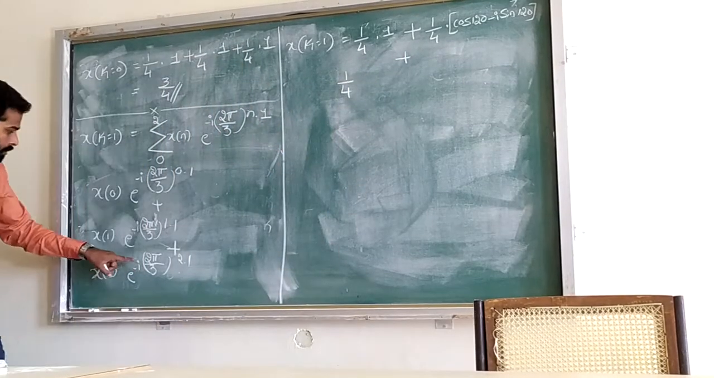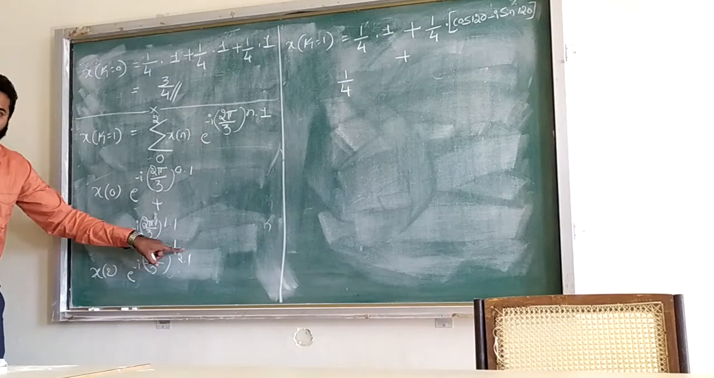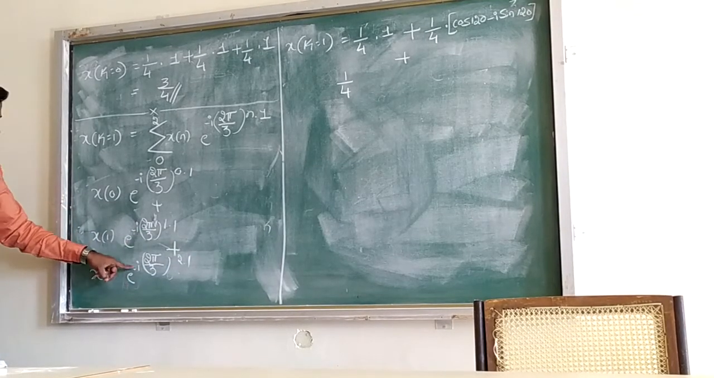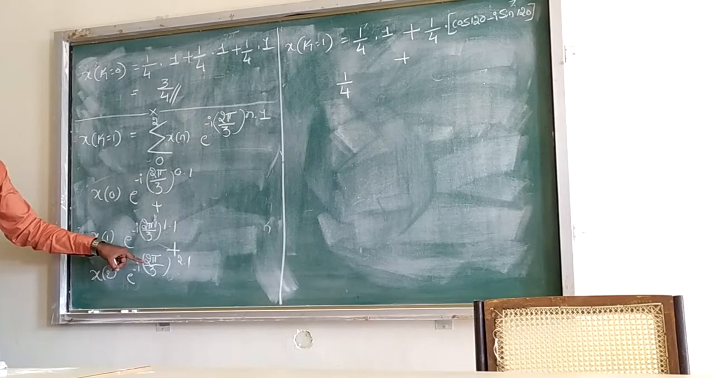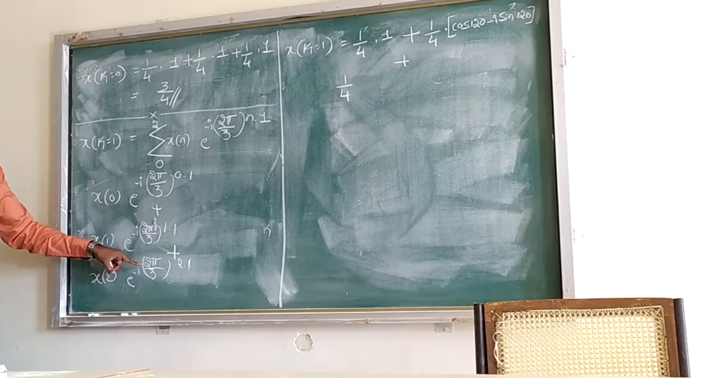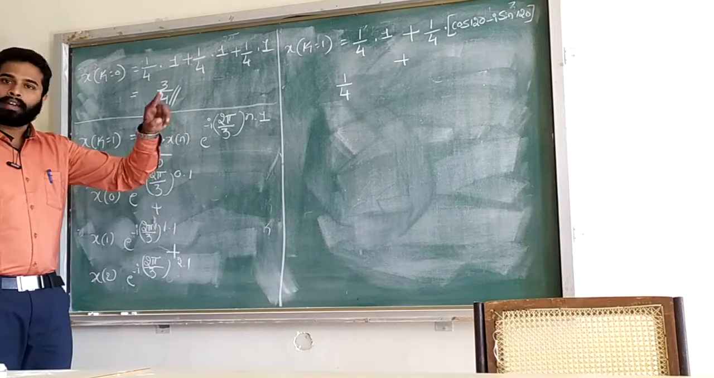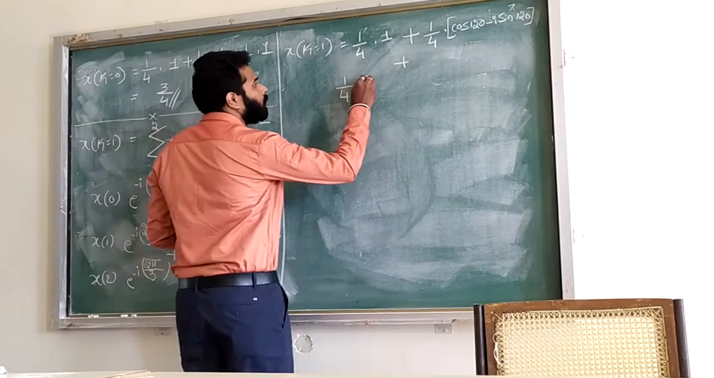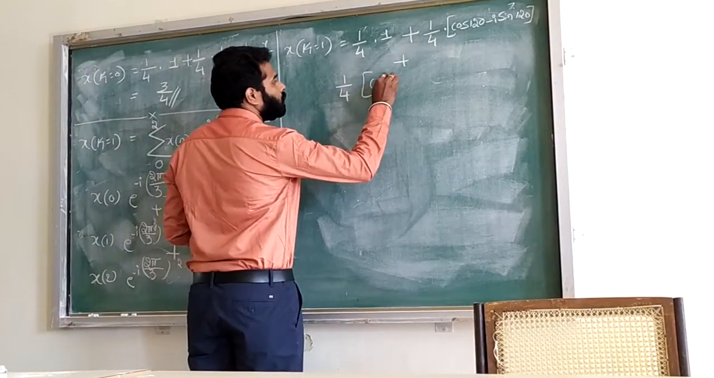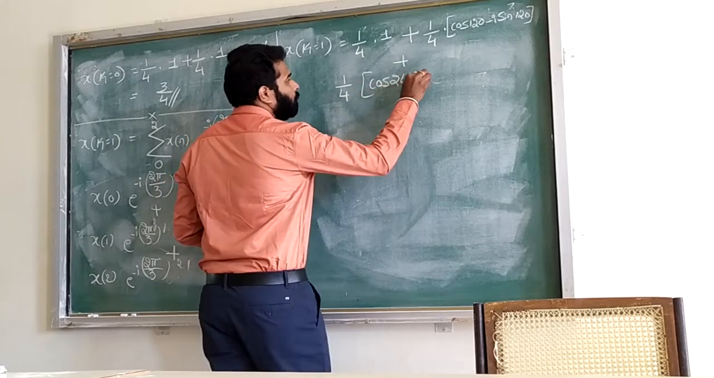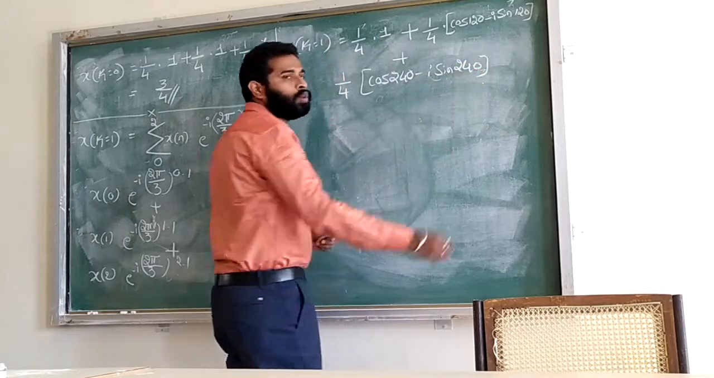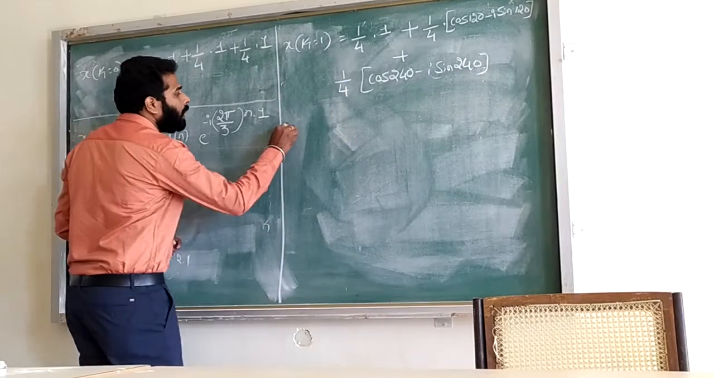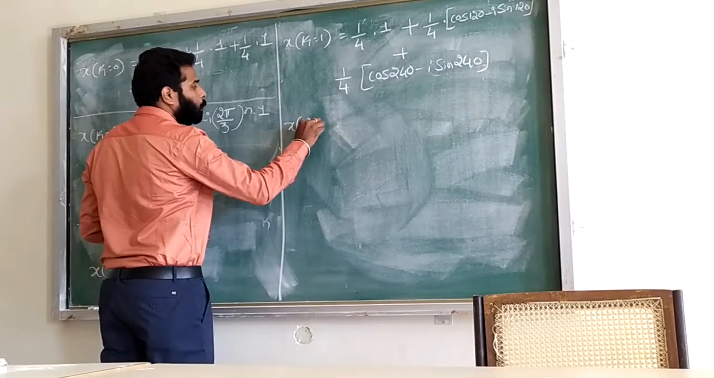Now it is 2 pi by 3 into 2 into 1, that is 4 pi by 3. So e raised to minus I 4 pi by 3 is cos 4 pi by 3 minus I sin 4 pi by 3. Pi by 3 is 60, so this is 240. So cos 240 minus I sin 240.